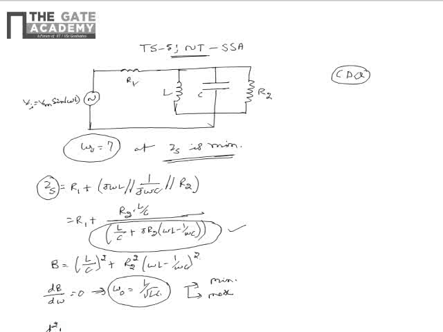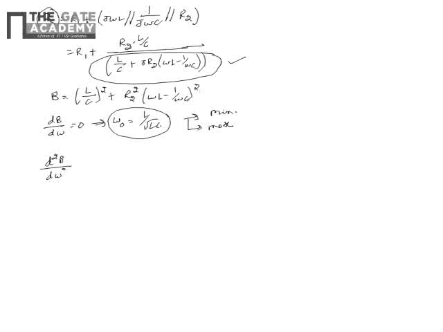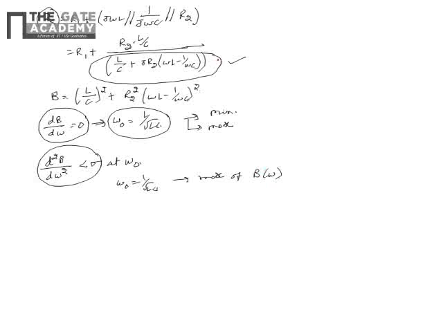So for that, let us find out d square B by d omega square, and we see that it turns out to be less than 0 at omega naught. As dB by d omega is equal to 0 for omega naught and d square B by d omega square is less than 0 at omega naught equal to 1 by root LC, it corresponds to the maximum of B of omega, which is the magnitude of the denominator quantity.